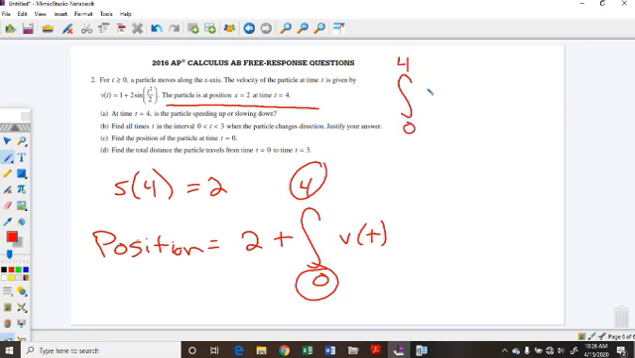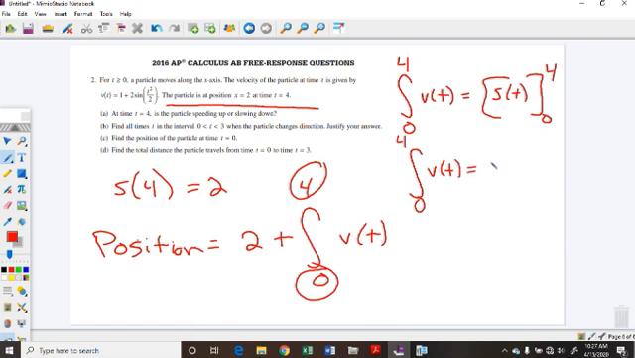The integral from 0 to 4 of v of t, remember that's going to give me the position function, s of t. And we're going to evaluate that from 0 to 4. So the integral from 0 to 4 of v of t is equal to s of 4 minus s of 0. And guess what? S of 0, this is what we're looking for.